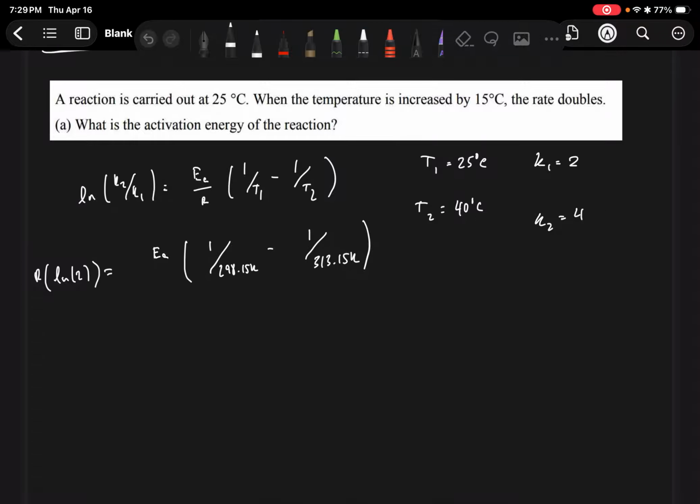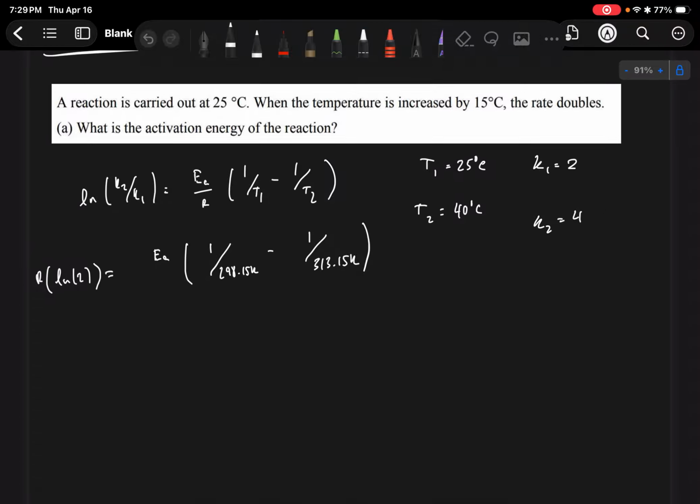Whoa, that's a weird number. EA, bro. Now we're just solving for EA. Just need to figure out the most efficient way to do this. What if I just do 1 divided by this? I think that's easier.